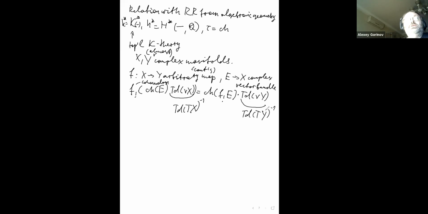Now there's a discrepancy between topology and algebraic geometry in the formula for the Todd class. Now the topologist's Todd class is the inverse of the Todd class in algebraic geometry. So the formula in the end is exactly the same.